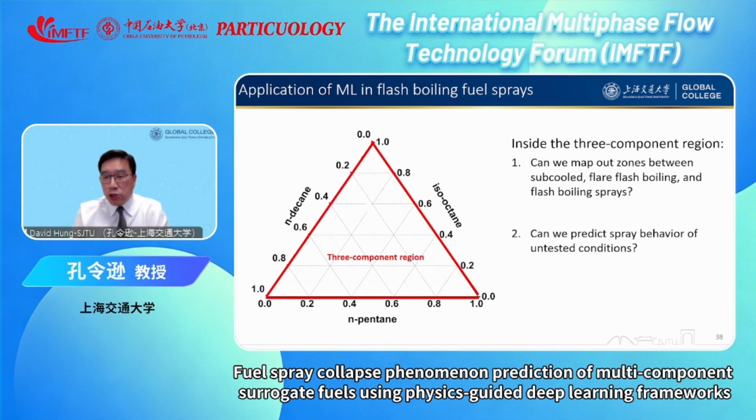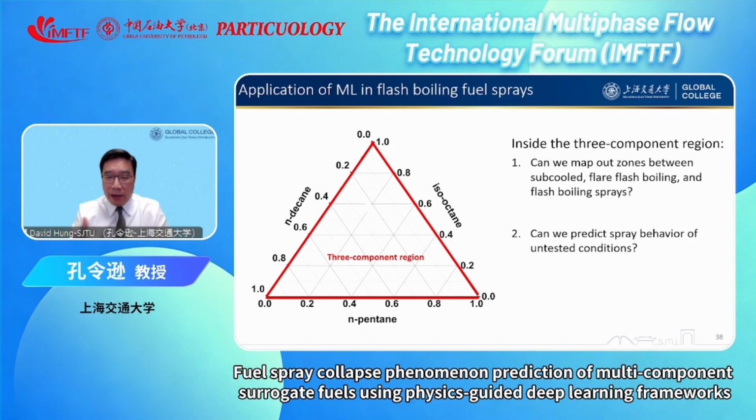And then the question now is, can we map out which zone is subcooled, which zone is transitional, and which zone is flash boiling? Can we also predict the spray behavior under untested conditions? Well, traditionally, you would do a lot of tests.